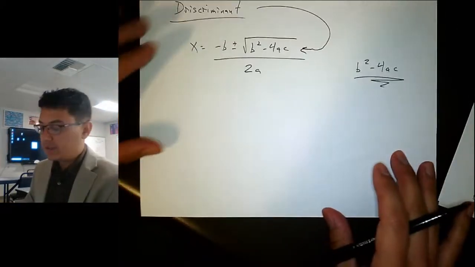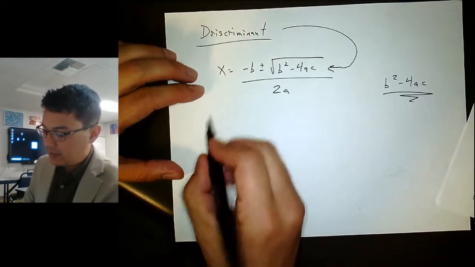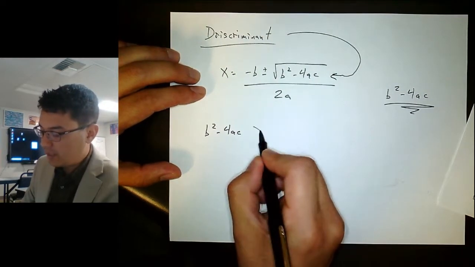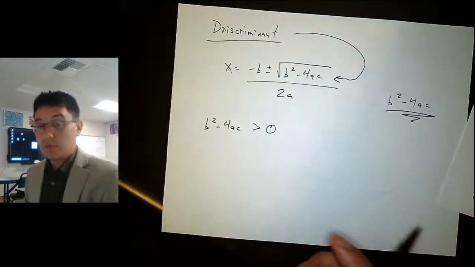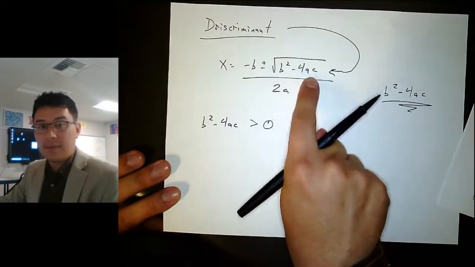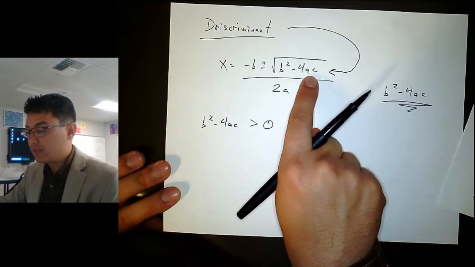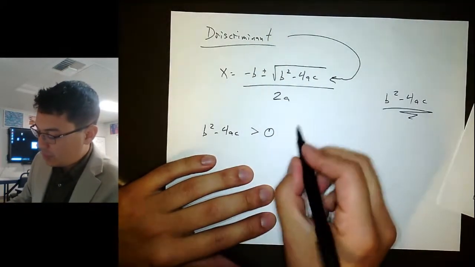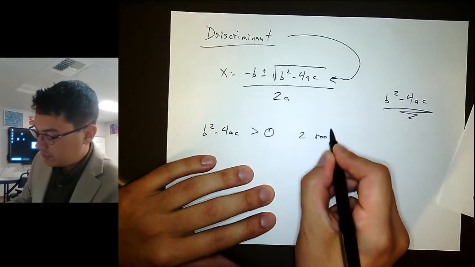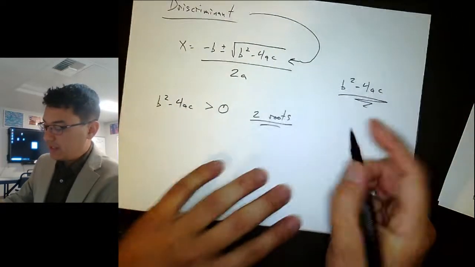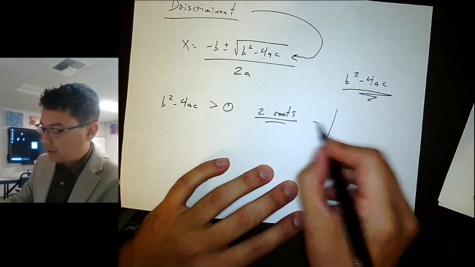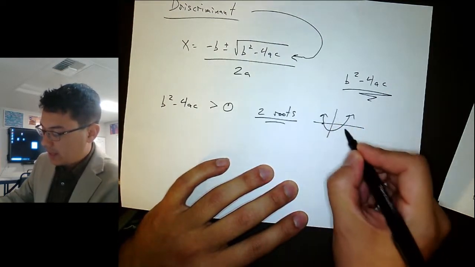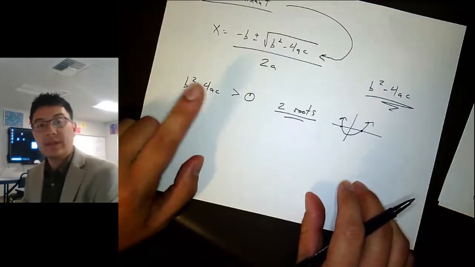So the rules that you need to know here: if the discriminant, b squared minus 4ac, is greater than 0, if this is a positive number, then you will have 2 roots. This means that you have a quadratic that somehow, some way crosses the x-axis at 2 points.